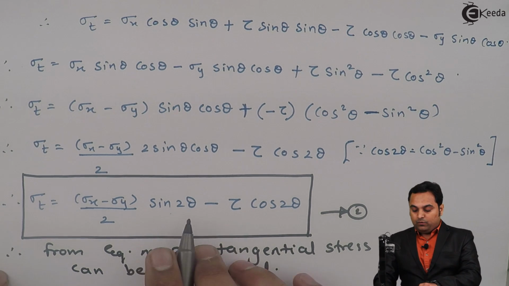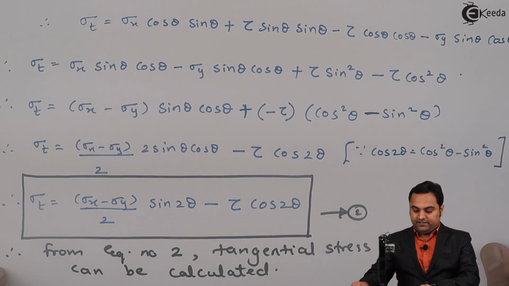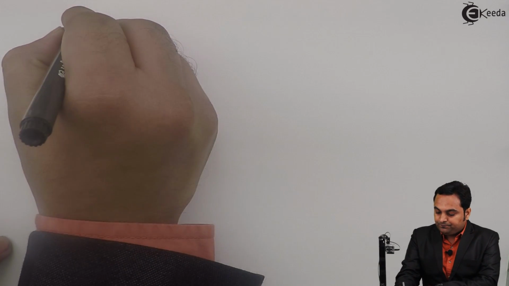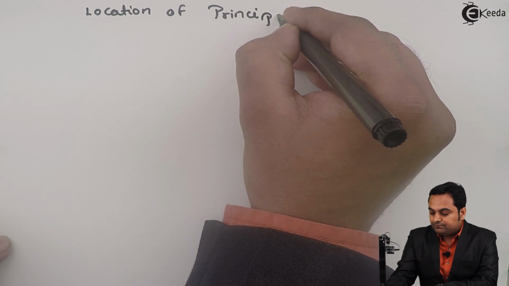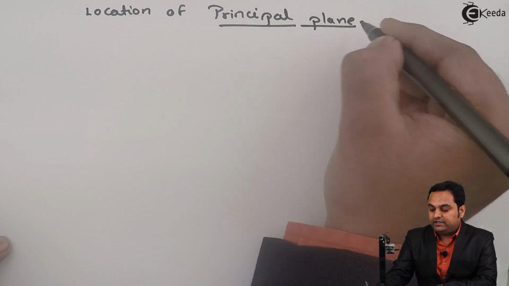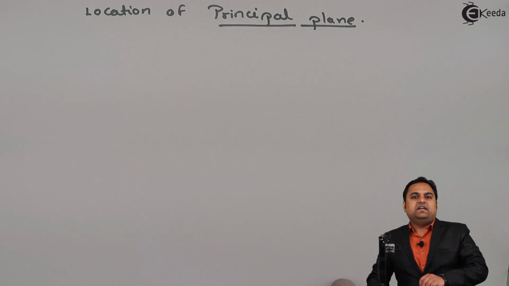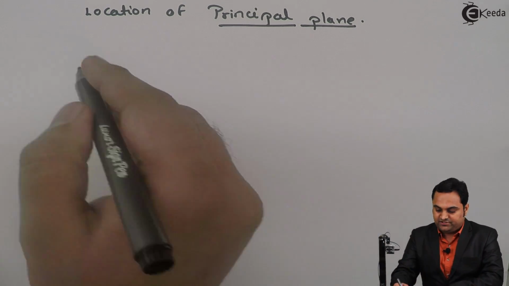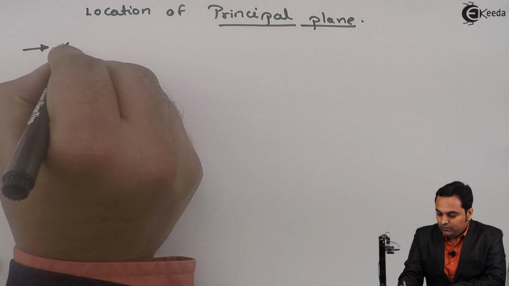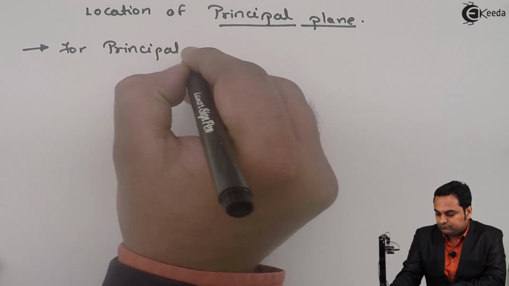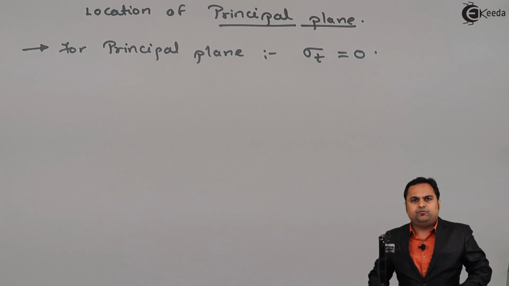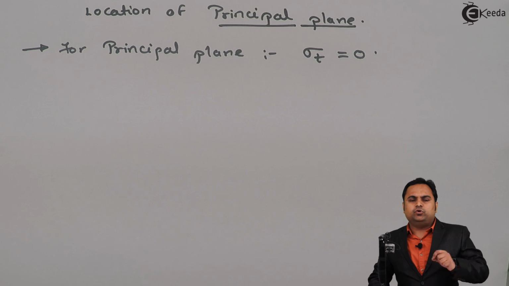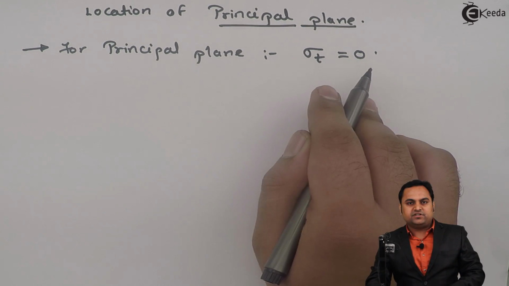Now one more thing, this theta is called the location of principal plane. So I'll find the equation. This is just an addition part, that is location of principal plane. So once we know that principal plane, it is that plane which carries only normal stress and no tangential stress. So for principal plane, tangential stress is 0, because as per the definition of principal plane, it is that plane on which only normal stress is there. So tangential stress will become 0.